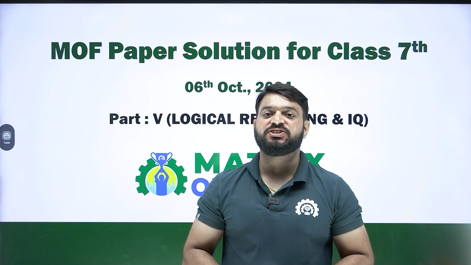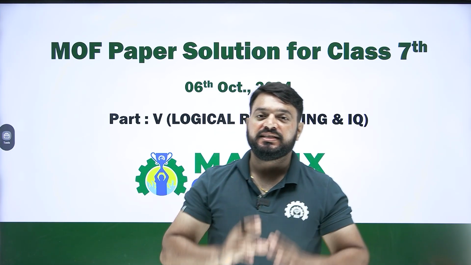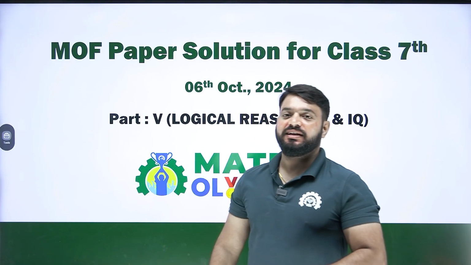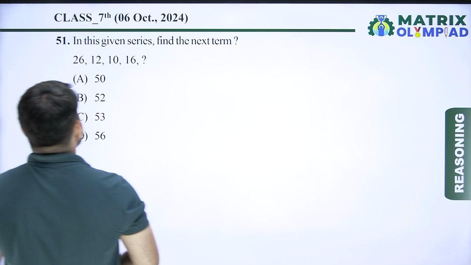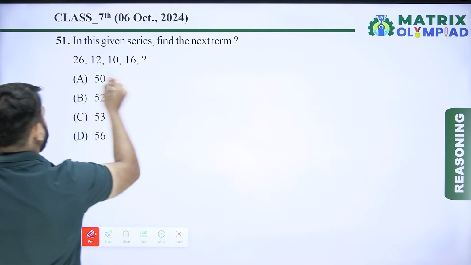Hello students, welcome to the Matrix YouTube channel. We are here to discuss the solution of the Matrix Olympiad paper of class 7th reasoning conducted on 6th October 2024. Hope you performed very well. So let's get started. Question number 51: in the given series, find the next term.